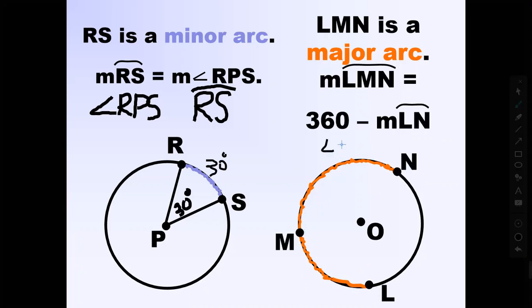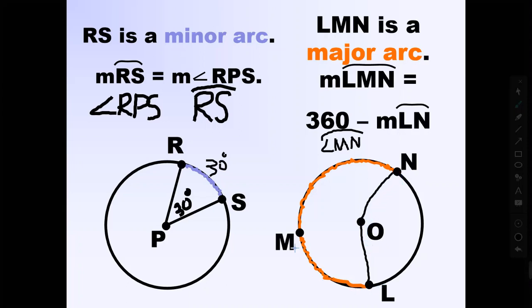L, M, N. So we use a curve drawn above it. This major arc LMN, you can also write it as NML, it doesn't matter. So this is the difference between a minor arc with two letters and a major arc with three letters. So you can complete the graph.